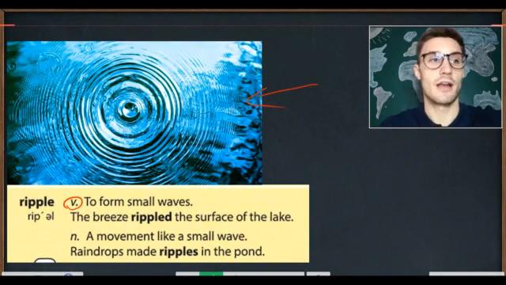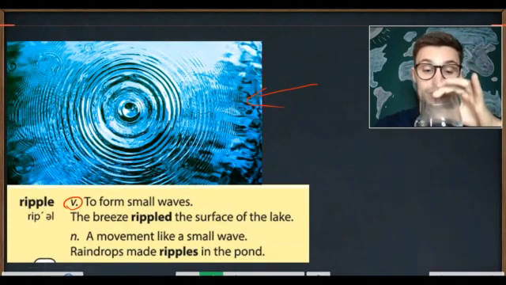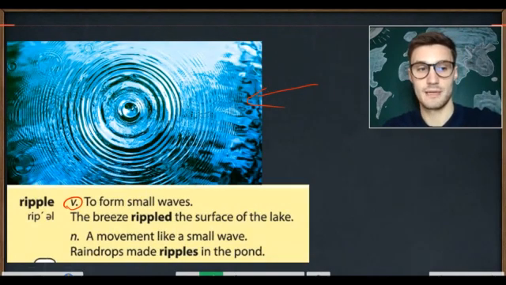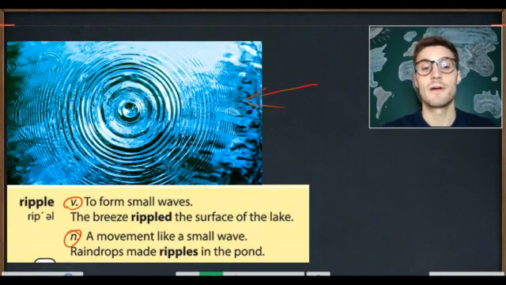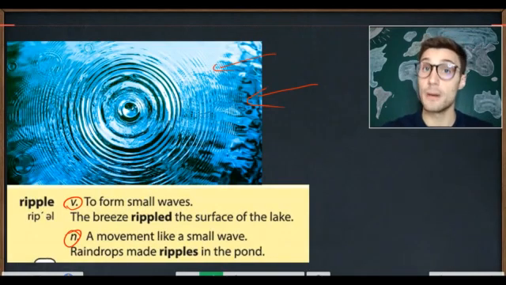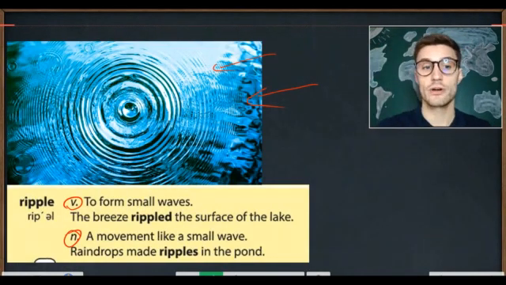If you take your glass and you blow on the water, you will see ripples in the glass. Ripple is also the name of a movement like a small wave. Can you see the ripple? Yes. If you drop a small stone in water, it will cause a ripple.